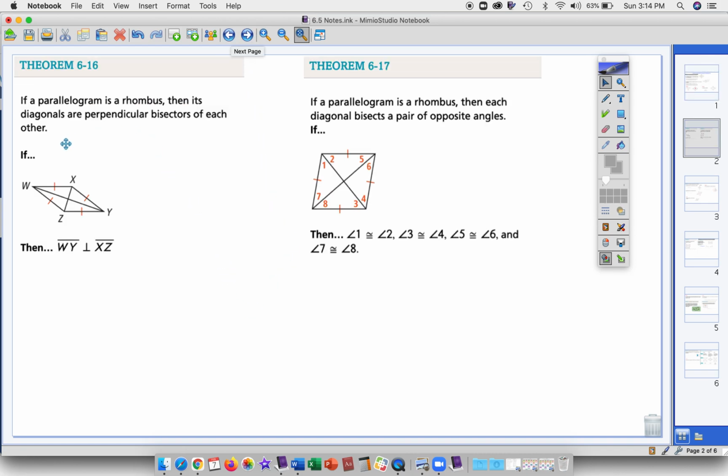That brings us to theorems 6-16 and 6-17. If a parallelogram is a rhombus, then its diagonals are perpendicular bisectors of each other. And the other theorem says if a parallelogram is a rhombus, then each diagonal bisects a pair of opposite angles. So you can see in this diagram, 1 and 2 would be congruent, 5 and 6 are congruent, 3 and 4 are congruent, 7 and 8 are congruent.